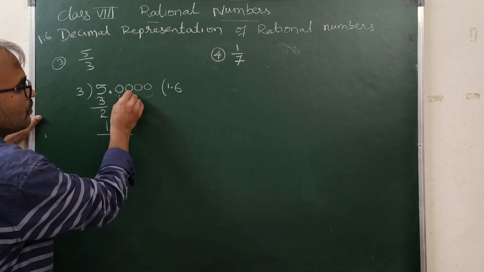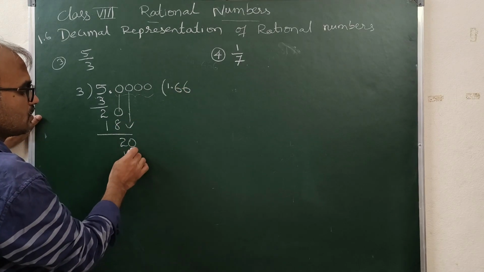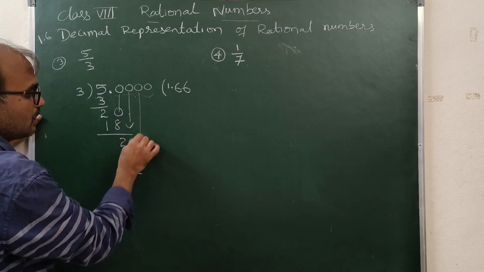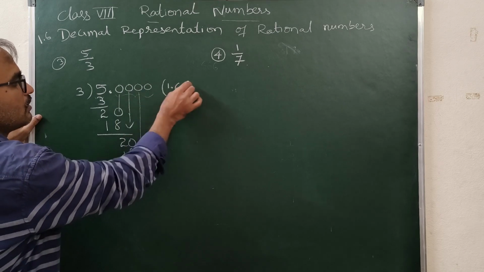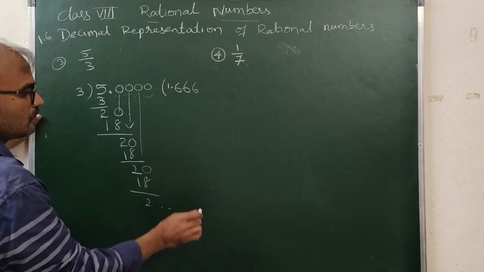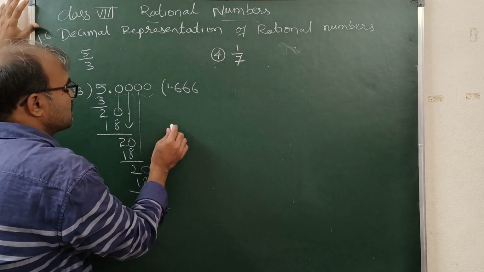Subtract, you will get 2. Write this 0. Right? Again 3 sixes, 18. Subtract, you will get 2. Again write this 0. Right? 3 sixes, 18. 2. So by this you should understand that it will continue as 1.66666, right?